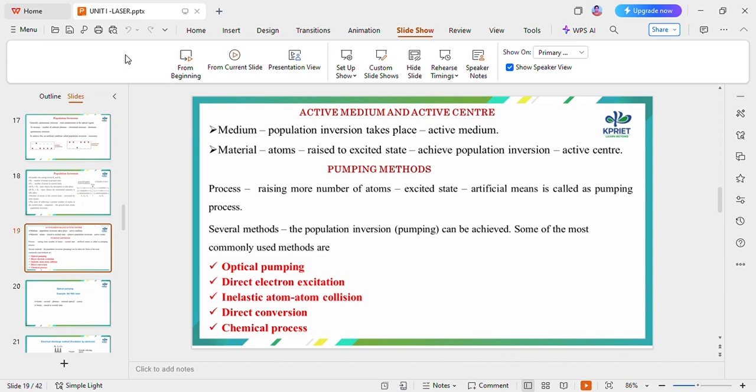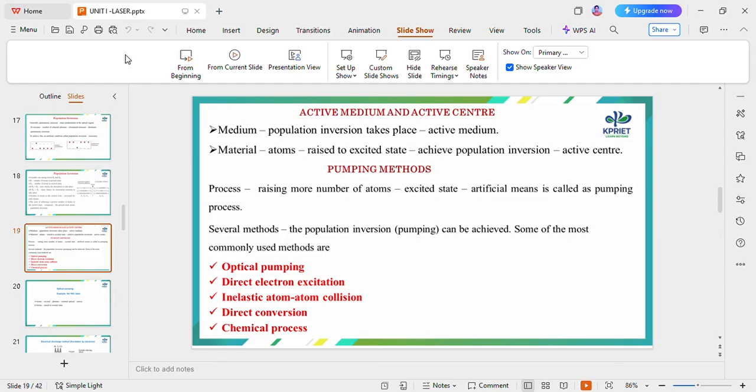Hello everyone. In the previous video we saw what a laser is, what the characteristics of laser are, and what the three processes are that occur when light interacts with a material. And we saw about population inversion. We know that population inversion is the state of achieving a greater number of atoms in the excited state.